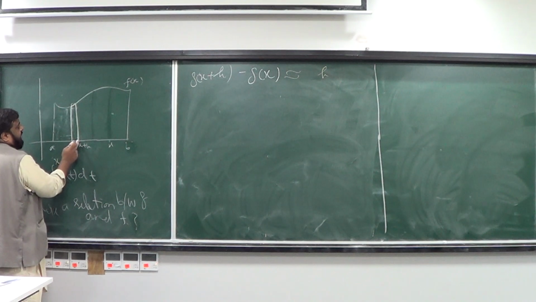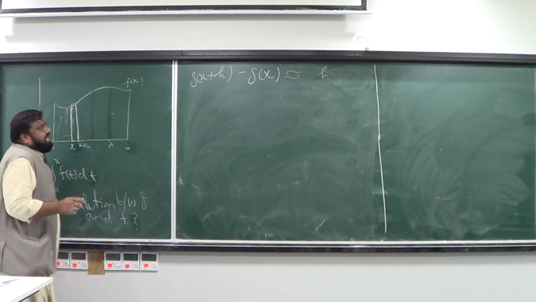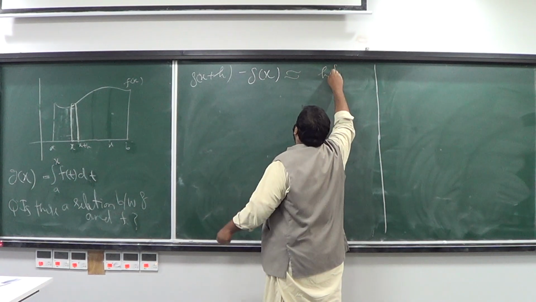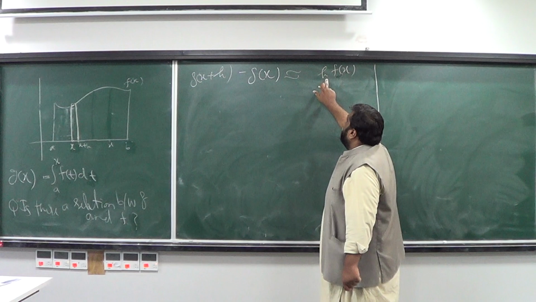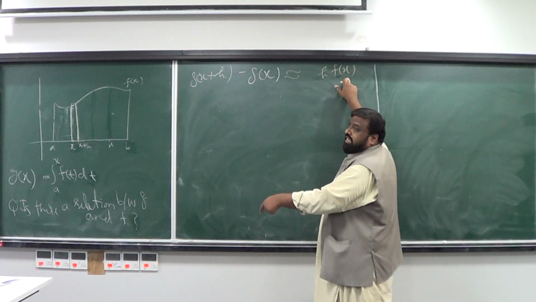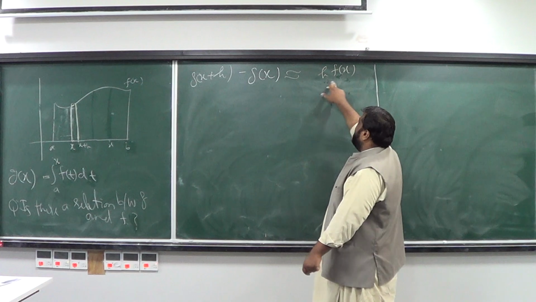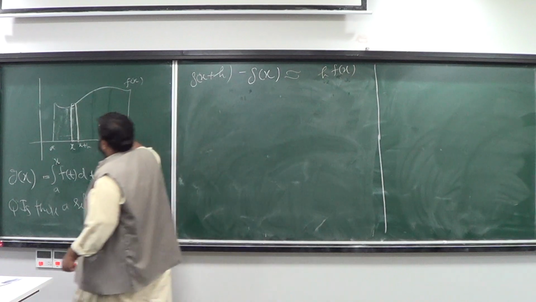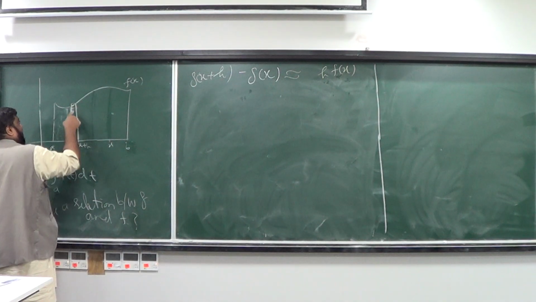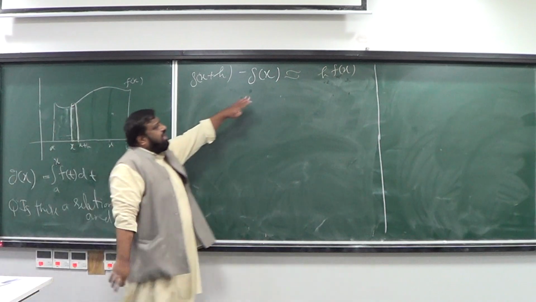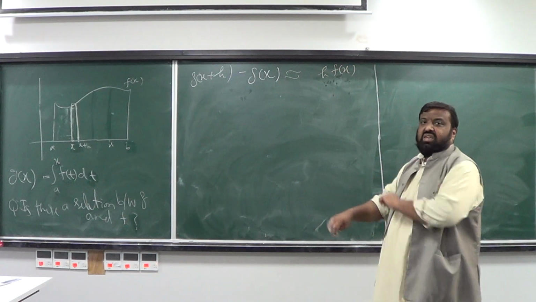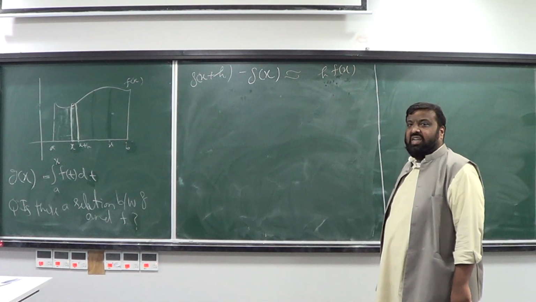Either you can choose the height to be f of x plus h, or you can choose the height to be f of x. So let's say that the height of this rectangle is f of x. Then h is the width of the rectangle and f of x is the height. If you multiply them, this area, which is not a rectangular area, is approximately h f of x, approximately equal to this simple area.